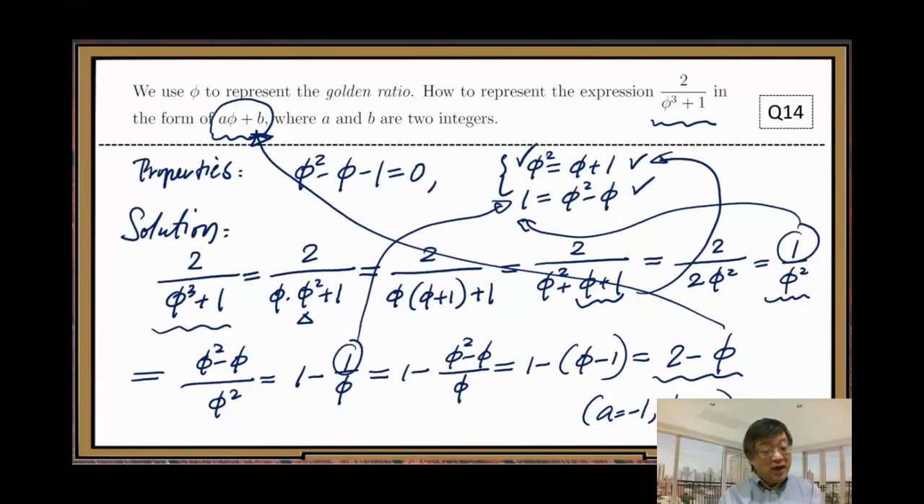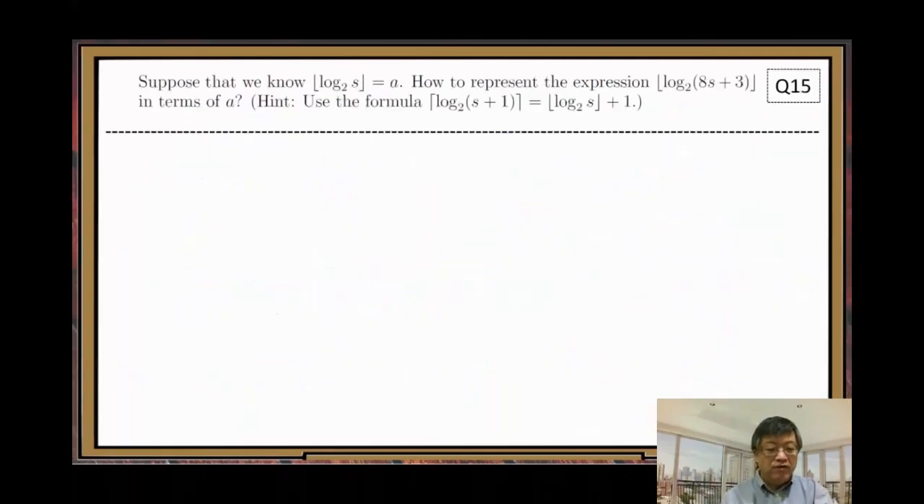So you can see we solve it using 2 properties of the golden ratio in a pretty smart way. That is our question number 14. Next question, question number 15. This one is about logarithms. We know the floor function of log base 2 of s equals a.